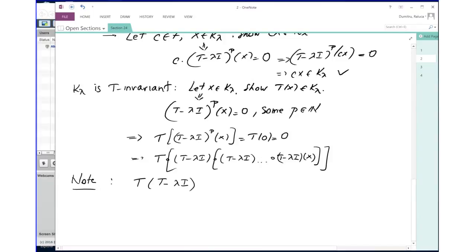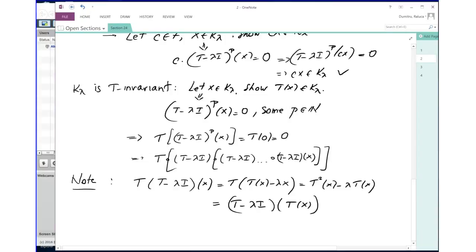Right? So here is what happens when, let's just go from step to step. If I only had one of them, so if p equals 1, and I want to do T of T minus lambda identity of x. What is this? This is T of x minus lambda x, right? T is linear. T squared of x minus lambda T of x. Correct? But isn't this the same as this? This is the same as the operator T minus lambda identity applied to T of x. What I'm trying to say is that T minus lambda identity and T actually commute as operators.